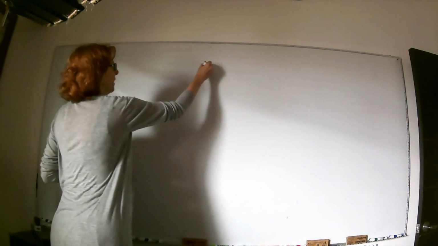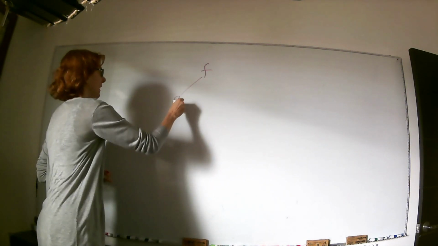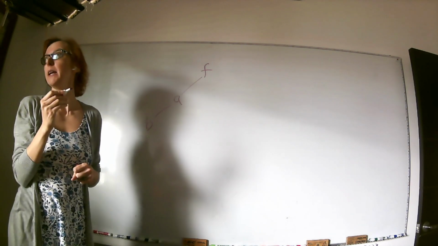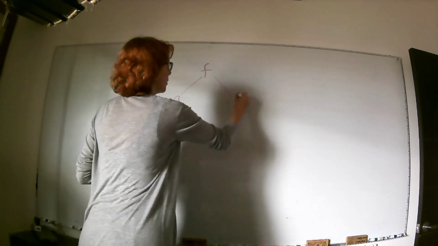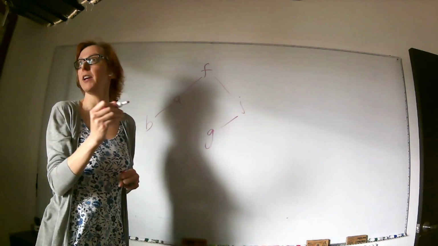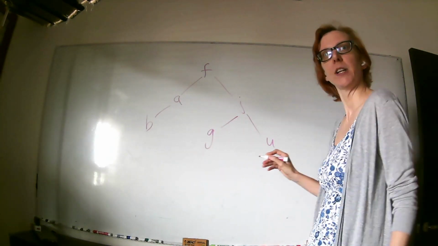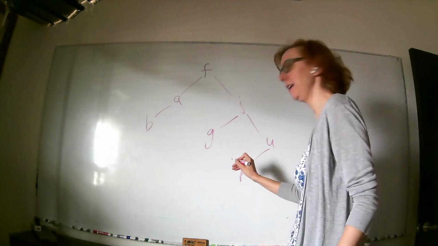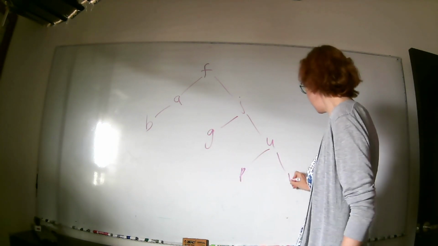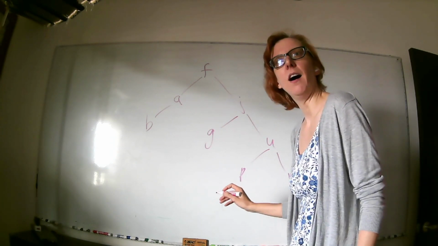So what we have is I have an F. F has a child A that has a child B. F also has a child J, and there's a G over here. There's a U over here. The children of U are called P on this side and W on this side. P has a child, R.